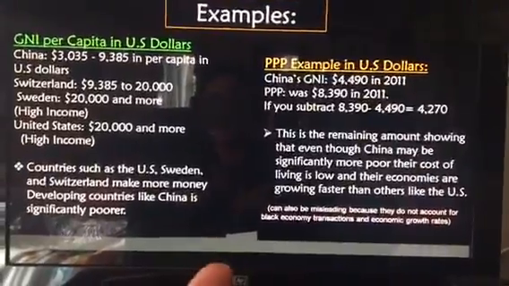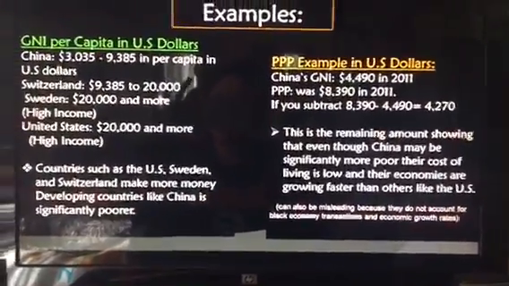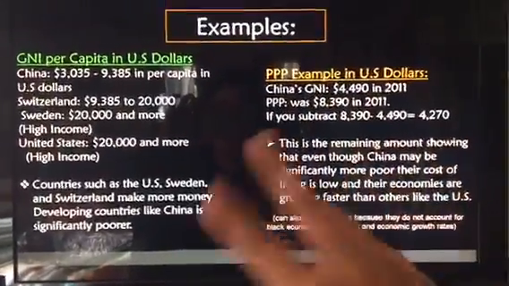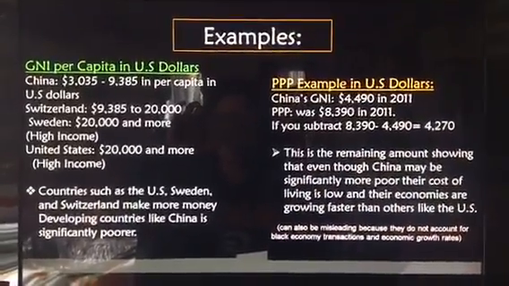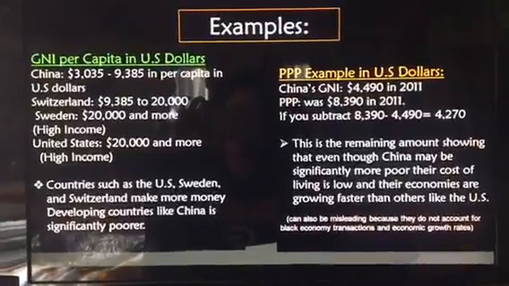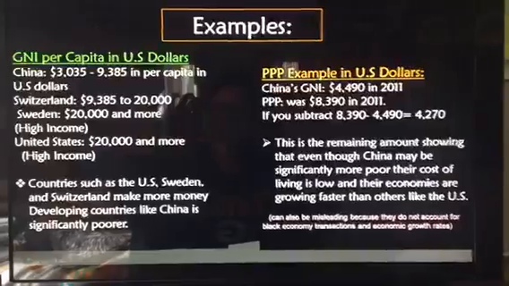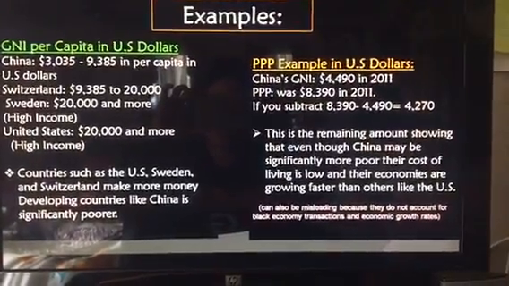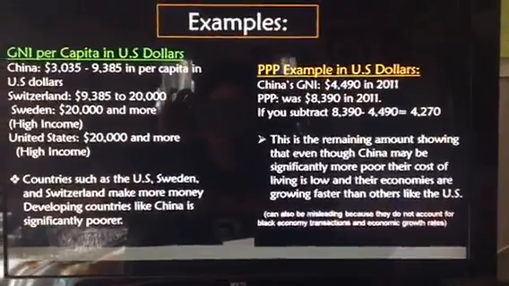However, in the PPP, you see different numbers. In 2011, there was actually research done, and for China's numbers, the PPP actually doubled. So this actually reflects that even though China may be significantly more poor with GNI numbers, their economy is growing a lot faster than the US. There's a little bit of controversy happening with these because a lot of people feel that these are misleading because they don't really take into account the black economy, transactions, or economic growth rate.